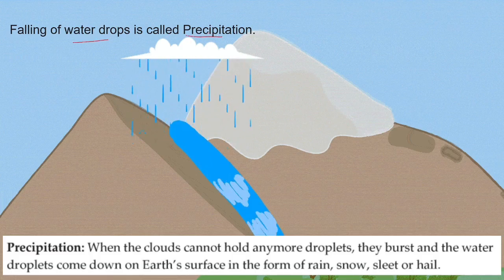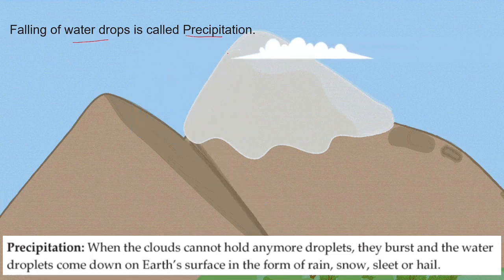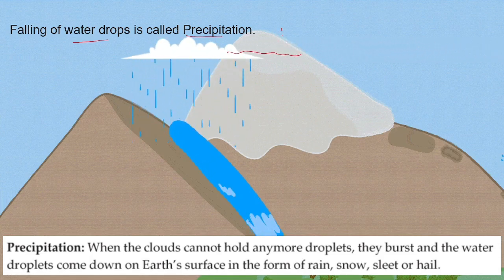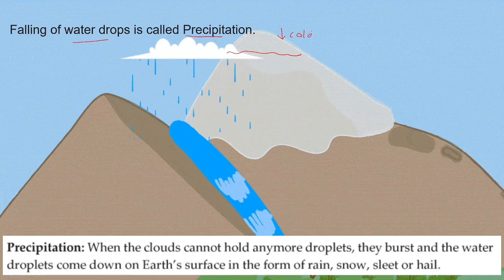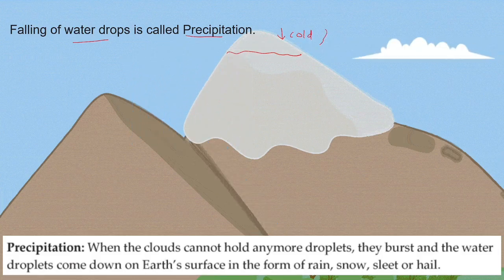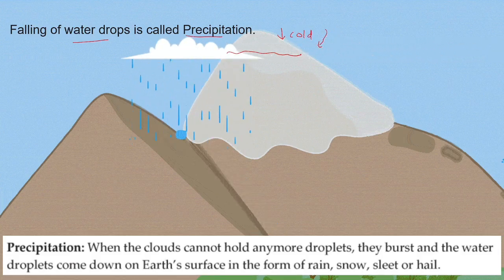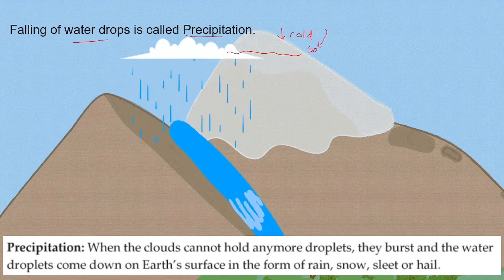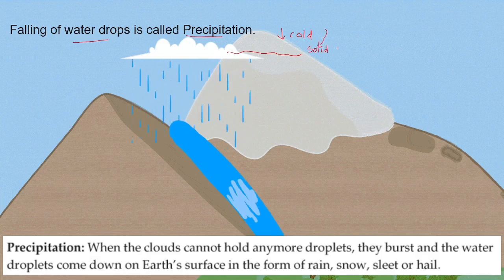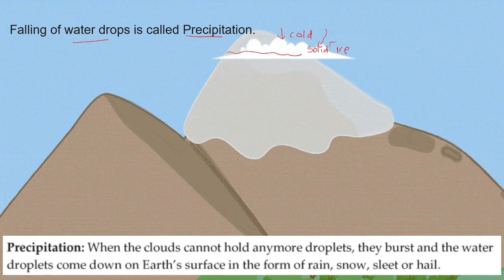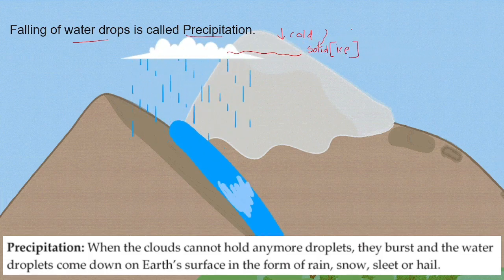Now if this precipitation occurs at mountainous region where the temperature is cold, then these tiny droplets of water get converted into solid form, and that is ice form. And therefore in those regions we have the ice or the snowfall.